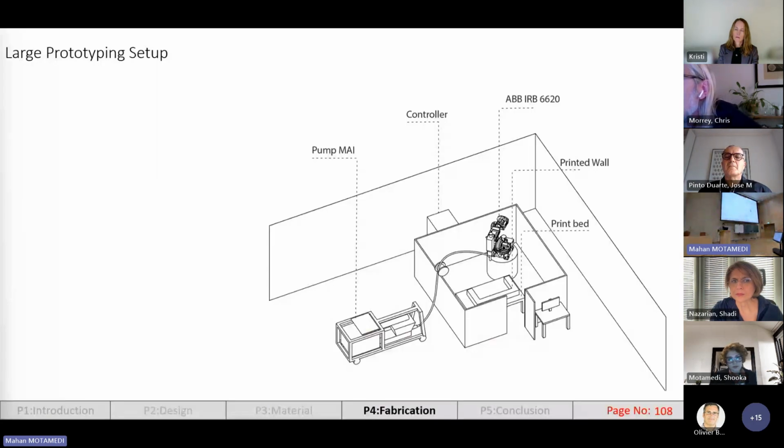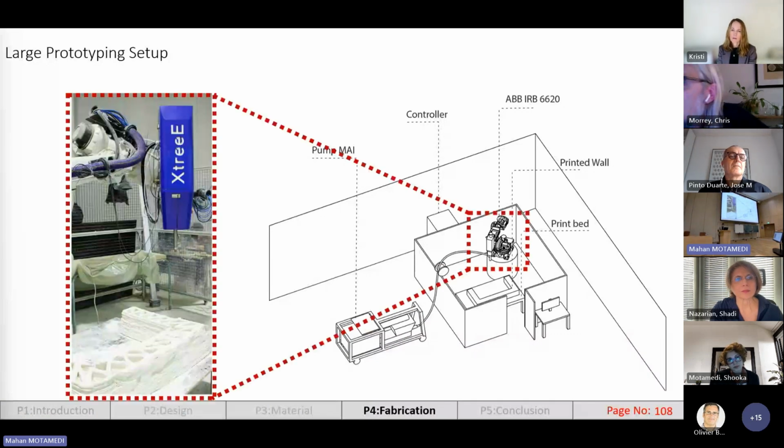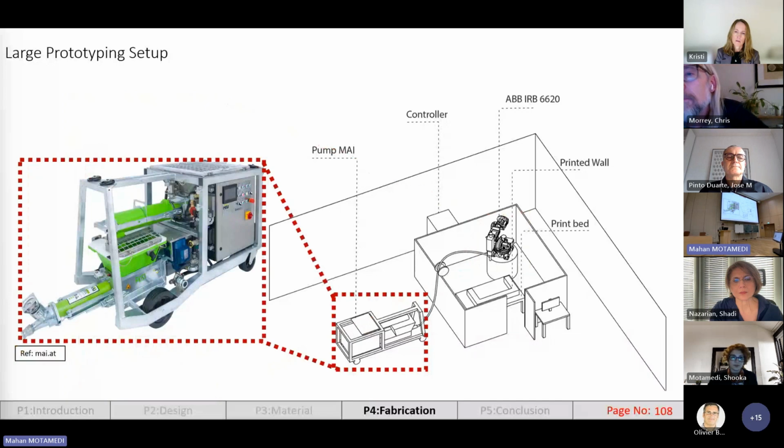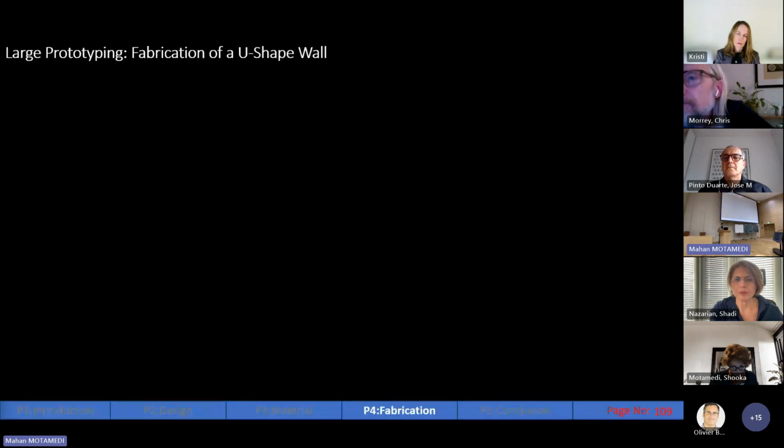The last prototyping setup is the large-scale setup. For this setup, we had the same robot as the medium scale, ABB IRB 6620. And as an end effector, we had the concrete extrusion head made by X3 company. And we also had a feeding pump, which is a multi-mix pump. This pump is able to mix and push the material at the same time, giving us infinite access to the material formulation and increasing the fabrication speed.